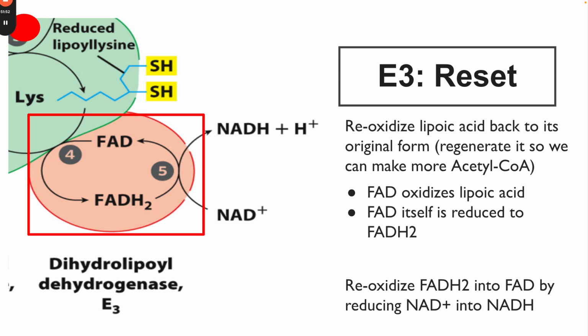We have to reoxidize our lipoic acid back to its original form, and that's how we can make more acetyl-CoA. That's going to be done through FAD. As lipoic acid is being reoxidized, FAD is reduced to FADH2. This is going to seem familiar later on as we go through the different steps of the TCA cycle, a lot of oxidations, a lot of reductions. Then to reset the FADH2 back into FAD, we will have our NAD+, which is another cofactor. As FADH2 is being reoxidized back into FAD, the opposite happens for NAD+, and that's reduced to NADH.